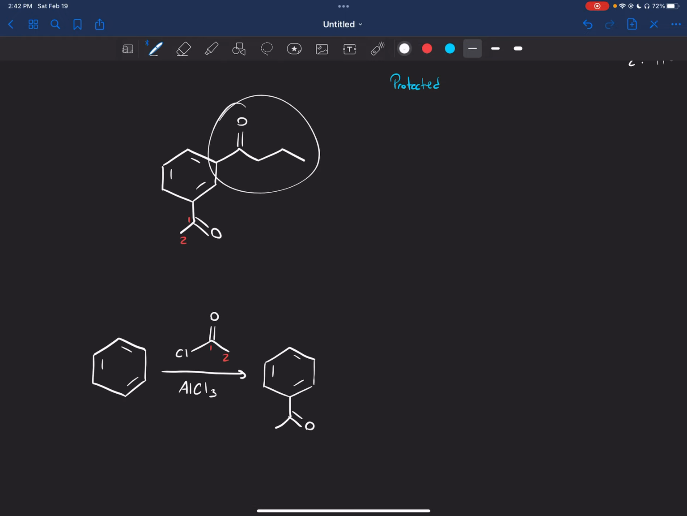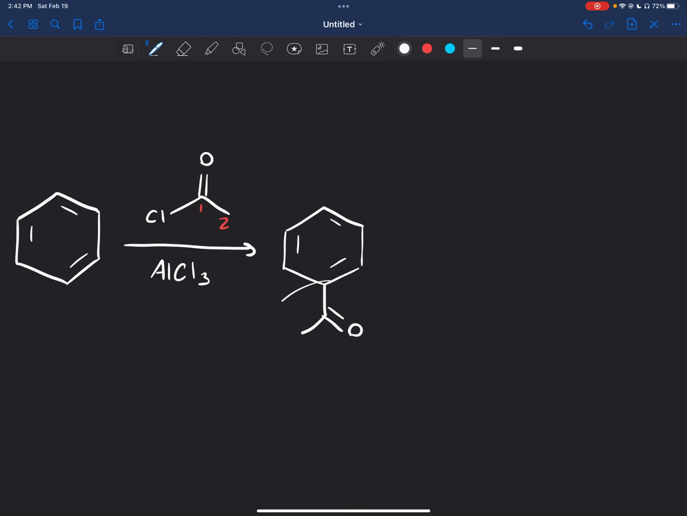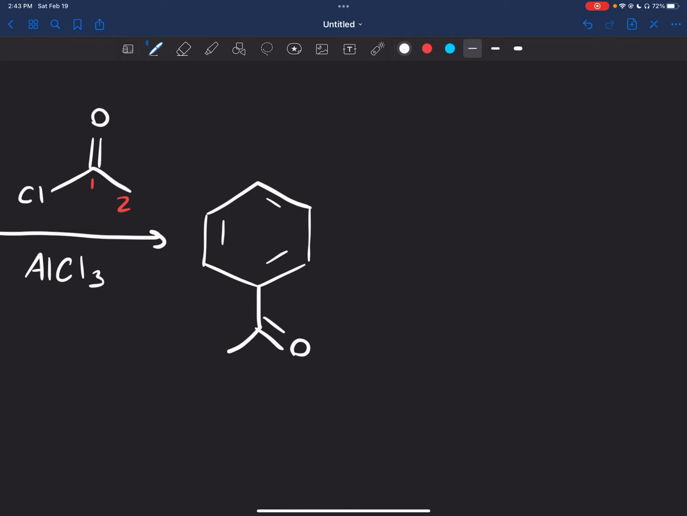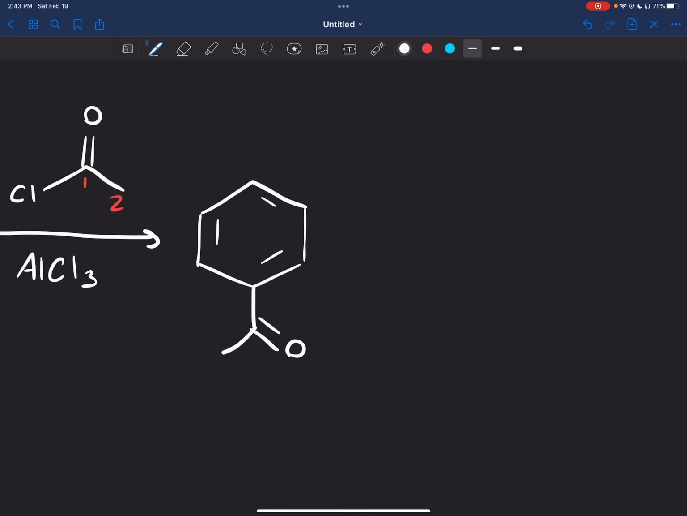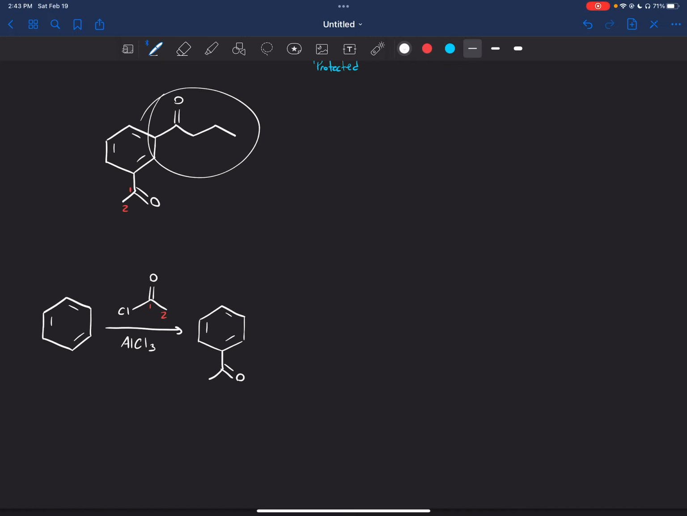Now we want to add this chain here. All right. Now, if you remember back from the EAS topic, we have this group, which is a meta director. However, it is a deactivating group. And it's going to make this benzene ring deactivated for another Friedel-Crafts reaction. So we can't just do another Friedel-Crafts acylation and call it a day. We have to do something else. So here's a little workaround if you have this situation. Because we have the meta director, and I know I want to add carbon chains.